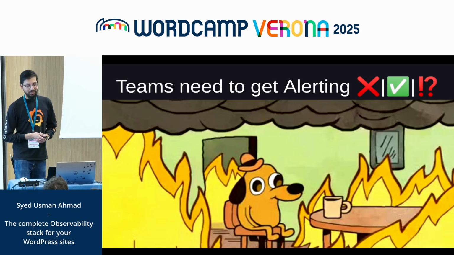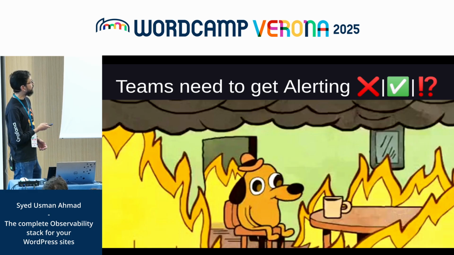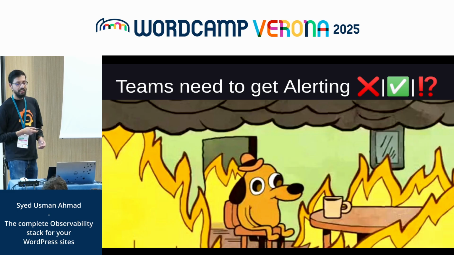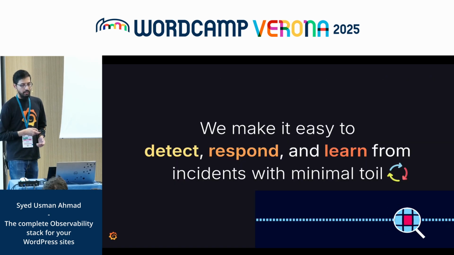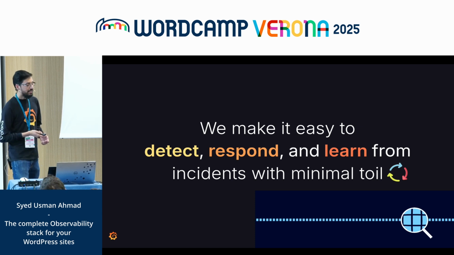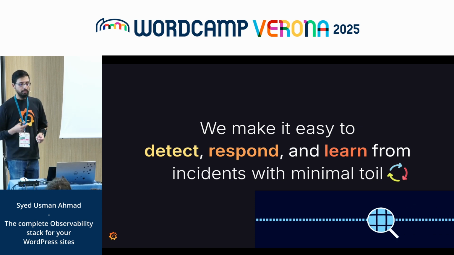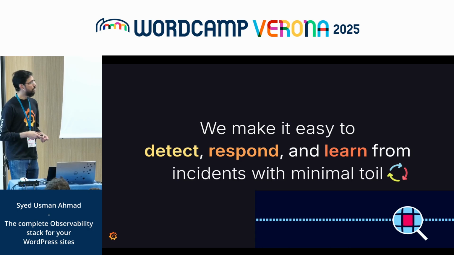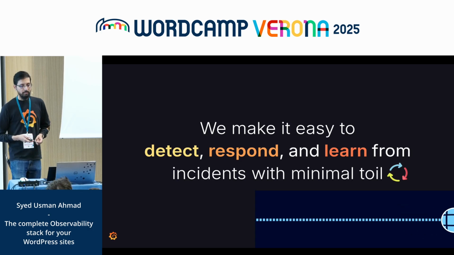And your team needs to get alerting. I put this on purpose, alerts which are bad, which are good, or which are unknown. You need all kinds of alerts if you have a critical system. And it makes it easy for us to detect, respond, and also learn from the incident so that we don't make the same mistakes again and again.